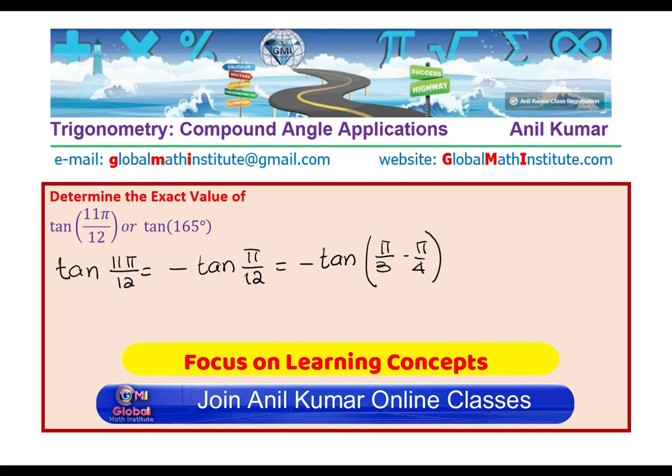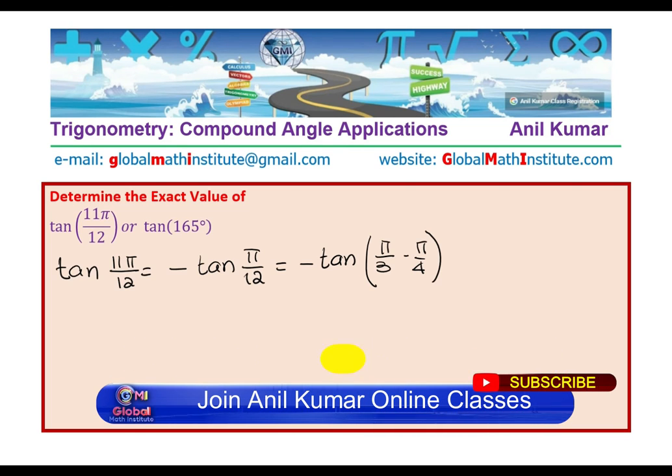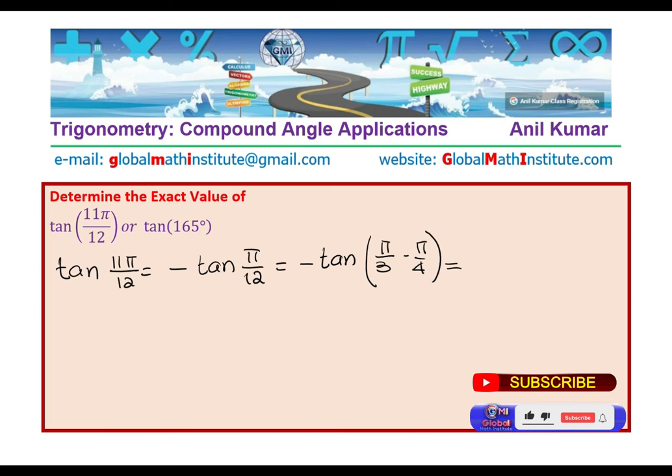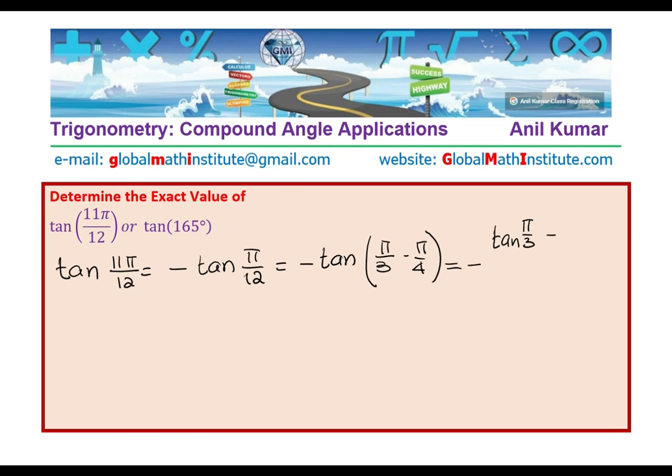Now we are going to apply the formula, right? So it is tan, so it is negative here. So let me write down negative first. Tan A minus tan B. So tan of pi by 3 minus tan of pi by 4 over 1 plus tan A tan B, times tan pi by 4. Is that clear to you? So that is the formula.